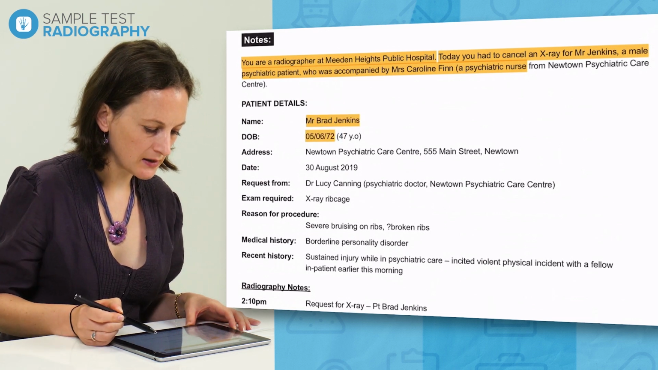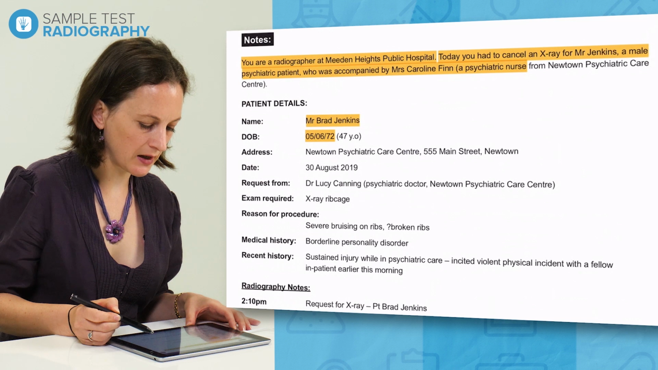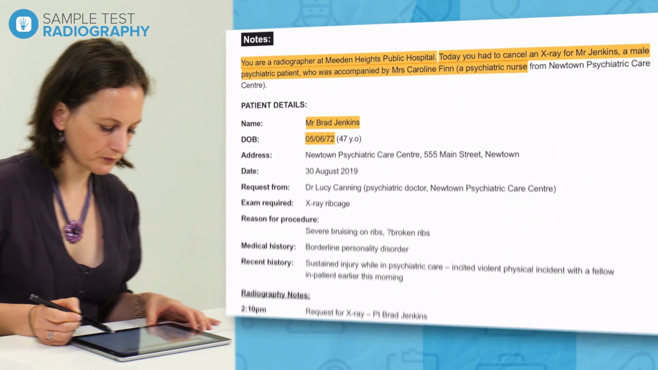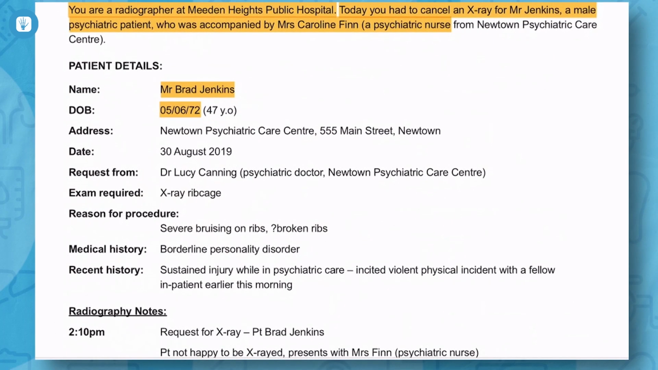But his address and who requested the X-ray is not important. The next few details of the exam required and the reason for the procedure are important, but not the specific nature of his psychiatric history. The recent history details, though, are important and relevant to this reader.